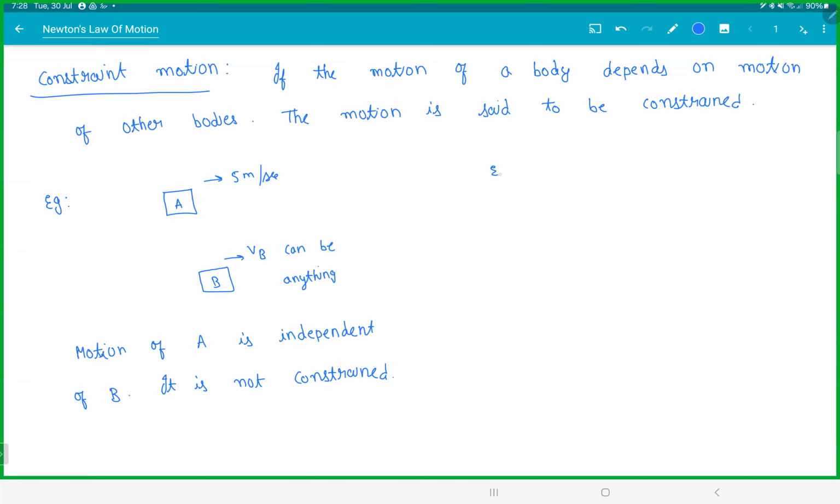But the same thing, suppose I take B here, and let's say you connect this with a thin rod. Now, if you tell me A is going with 2 meter per second, B doesn't have a choice, since the rod is rigid, assuming the rod doesn't break. V_A has to be equal to V_B. Meaning now they're related, A and B will go together. So the motion of A and B is constrained.